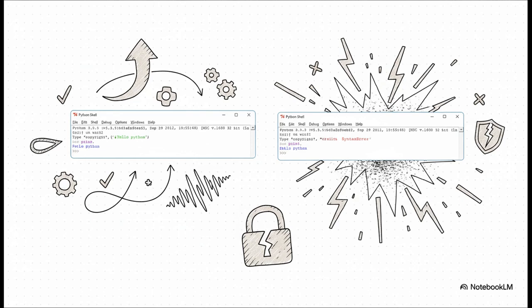Look here, on the left, we've got a correct command, but on the right, whoops, we forgot the quotes around the text, and bam, syntax error. Programming languages have incredibly strict grammar rules, what we call syntax. If you break them, even by a little bit, the interpreter just throws its hands up and says, sorry, I have no idea what you're talking about.